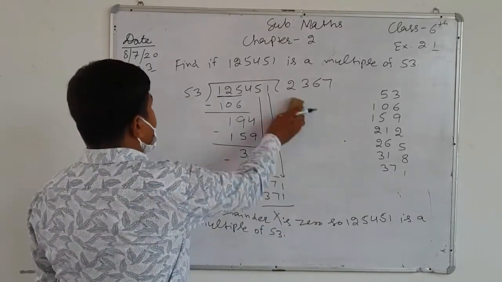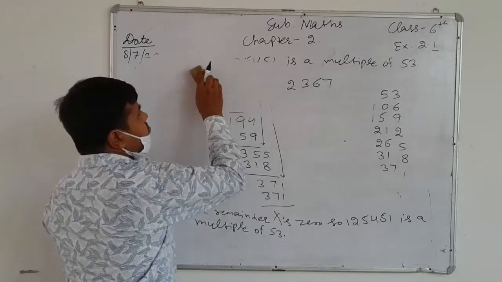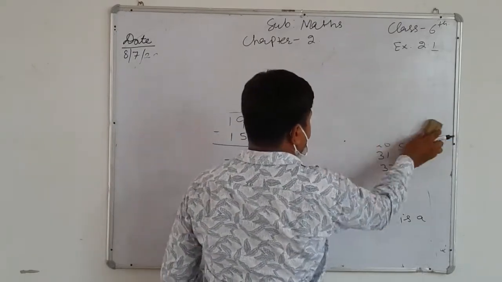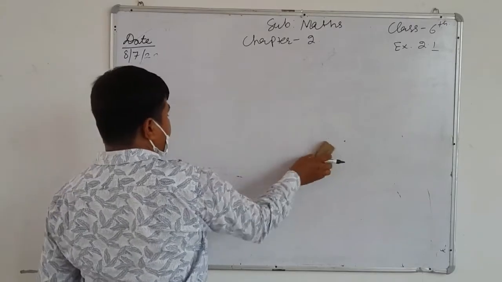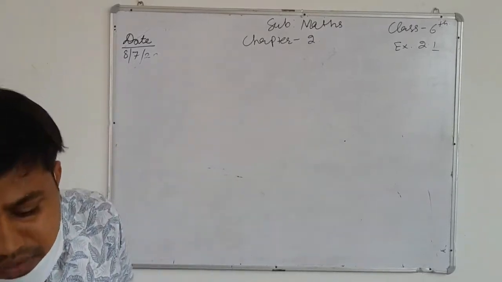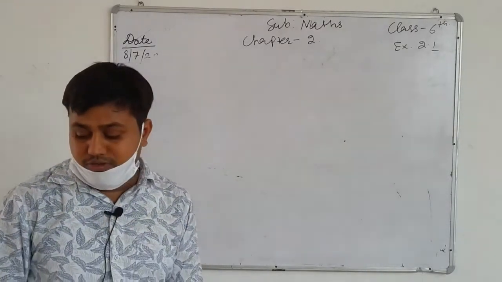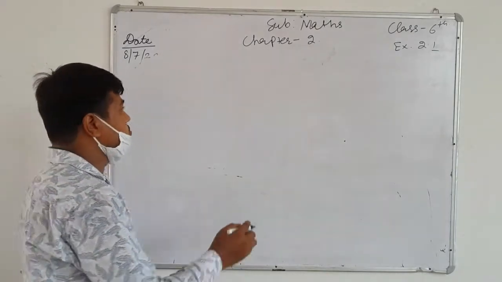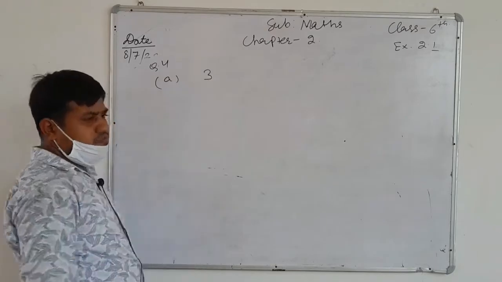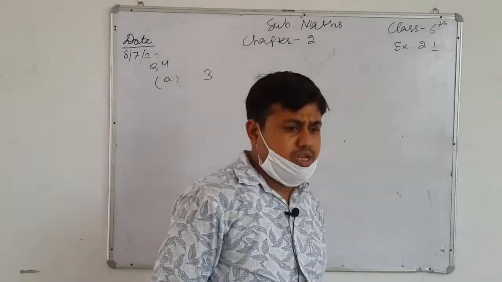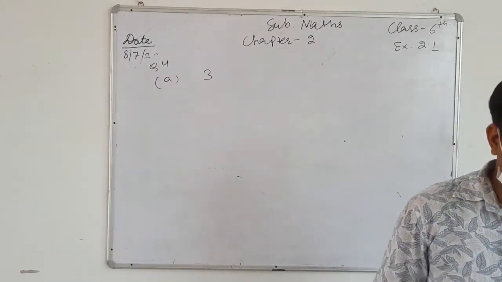Question number 4 is an easy question. Let me explain. Write down the first 6 multiples of the following number. Question number 4, A part. We have to write multiples of 3.